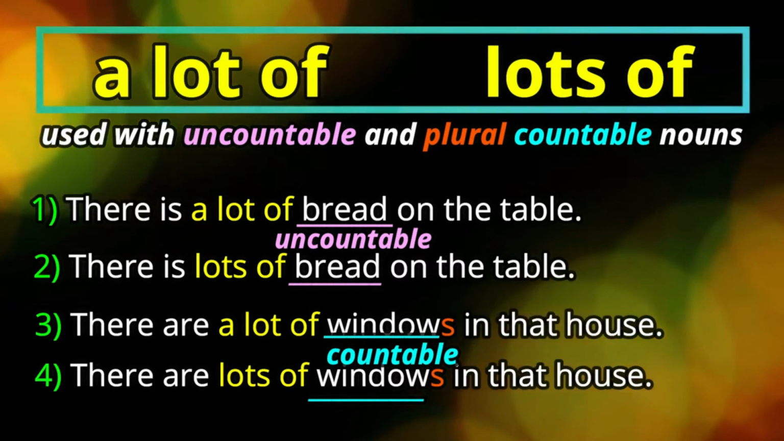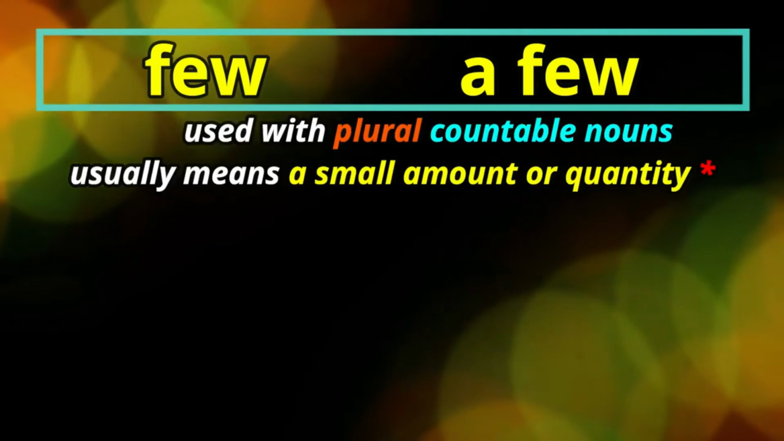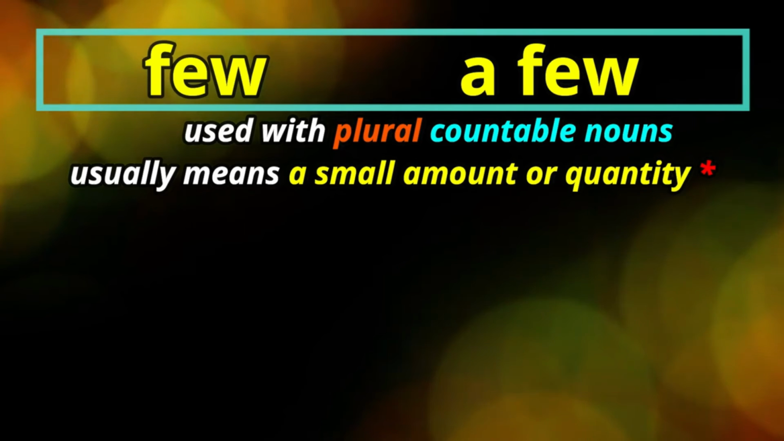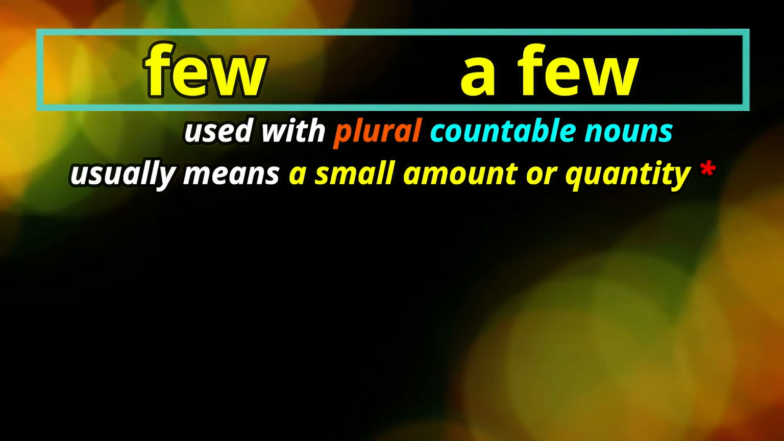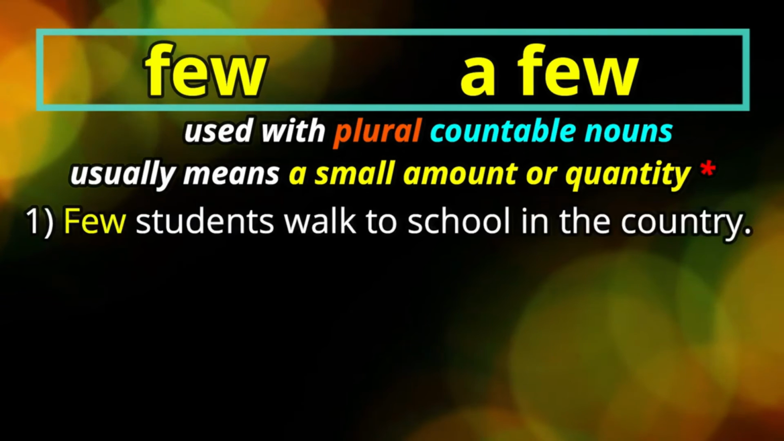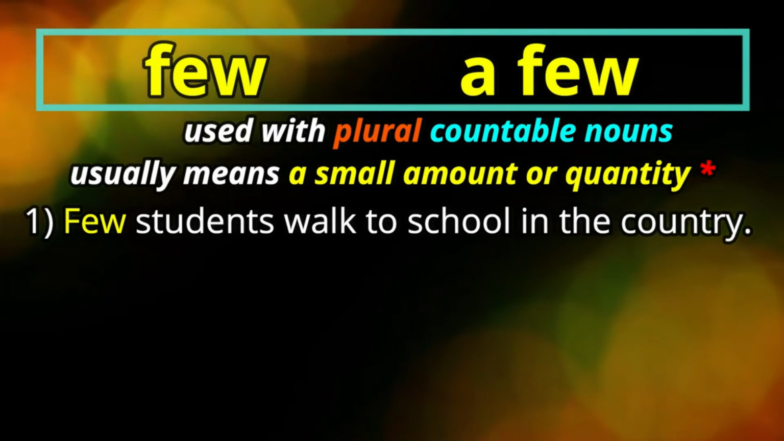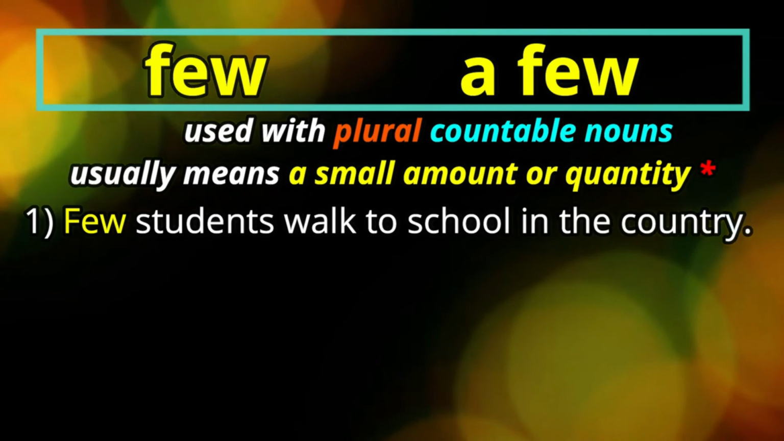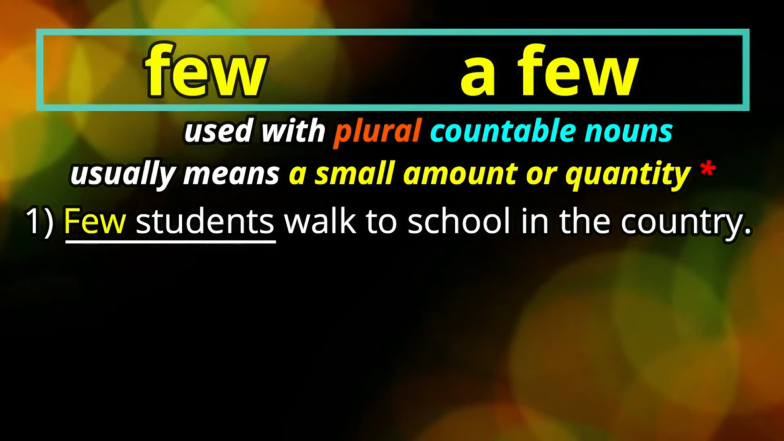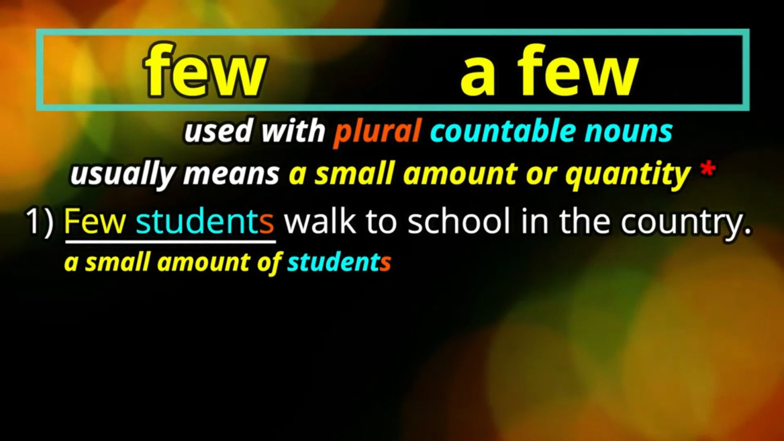Next, we're going to look at few and a few. They're used with plural countable nouns, and they usually mean a small amount or quantity of something. Let's look at the examples. In the first one, few students walk to school in the country. When few is used like this, in this particular sentence, the emphasis is on the small amount of students who walk to school in the country.